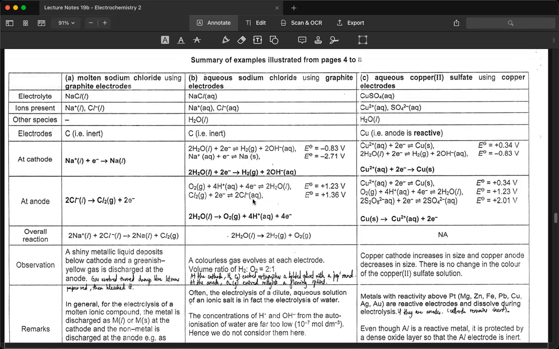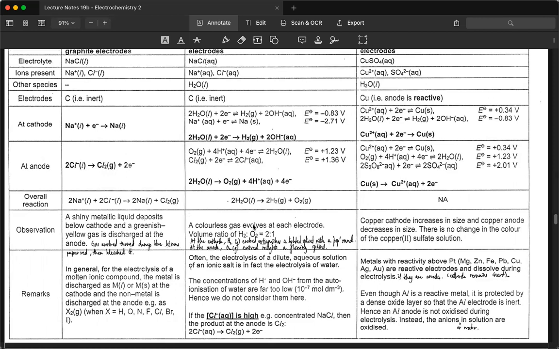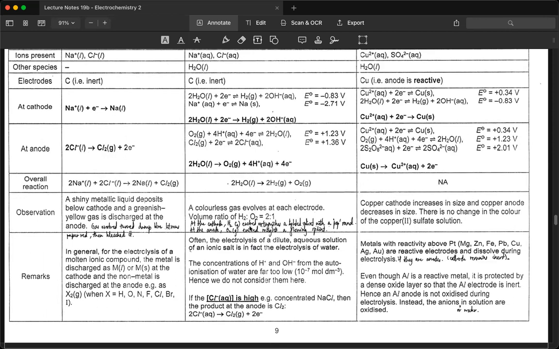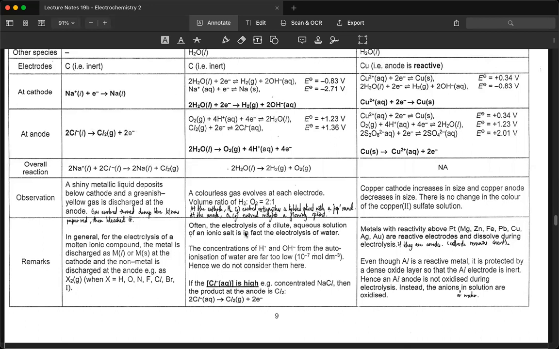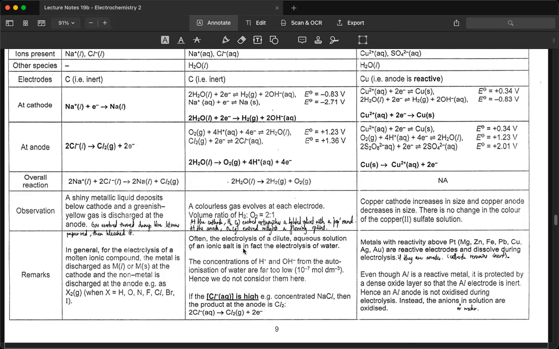And for aqueous sodium chloride, it will be different. In this case, we will have oxygen and hydrogen gas liberated at the respective electrodes. The volume ratio between H2 and O2 will be 2:1 because mole ratio equals volume ratio of gases based on Avogadro's law. Often, the electrolysis of a dilute aqueous solution is in fact the electrolysis of water. But we need to consider that the H+ and OH- concentration from the auto-ionization of water is far too low. Though yes, they are there, it is not significant enough to be considered in this case.